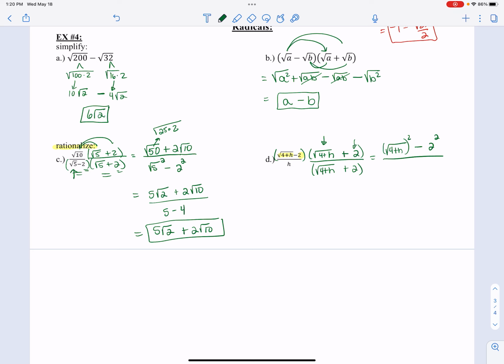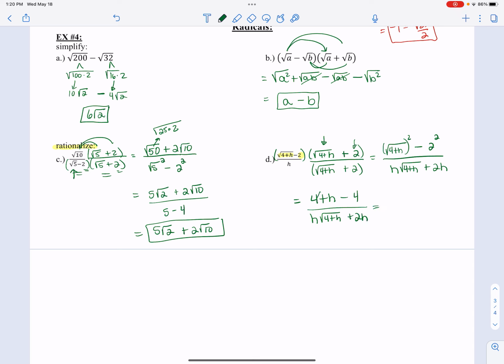So I'm going to end up with h times the square root of 4 plus h, and h times 2. And maybe I didn't want to multiply that out all the way. I have a feeling I'm going to regret having done that. When I go ahead to simplify, the square of the square root of 4 plus h would just be 4 plus h. 2 squared would be 4. And on the denominator, I have this mess.